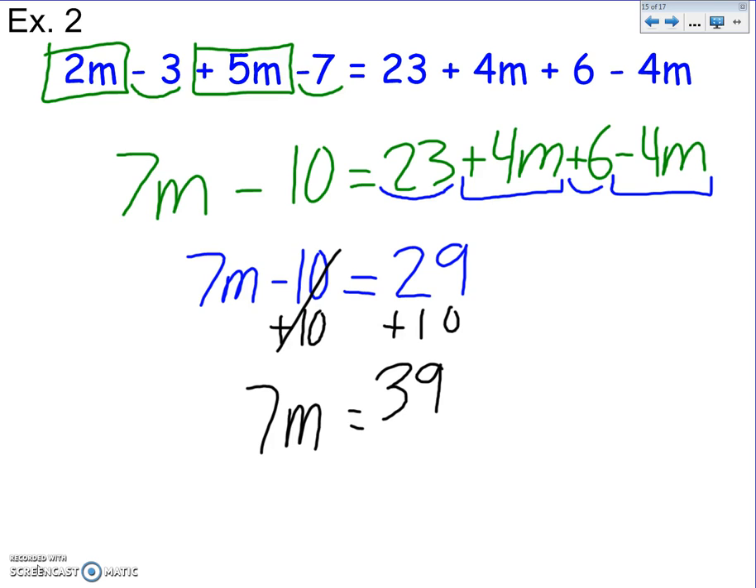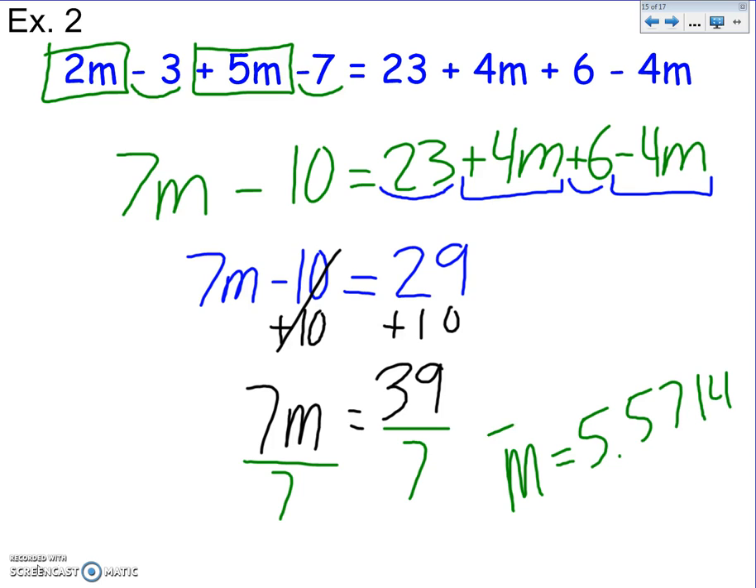Ooh, I chose a bad problem. And then last, I need to get the 7 away, so it's attached to m. I have to divide. This answer is a decimal. Let's see what it is. 39 divided by 7 is about 5.5714.